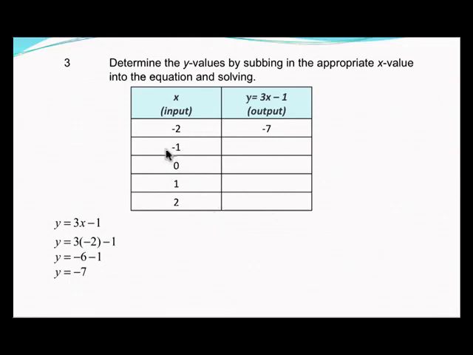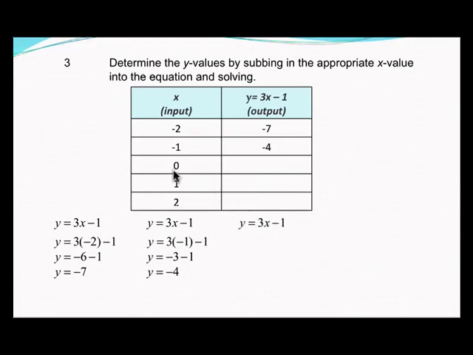So we can pick any value of x we want, and once again we're going to take -1 as our second value. So 3 times -1 is -3. We take away 1, and we have y equals -4. And remember that you have to use order of operations here. You have to multiply before you subtract. So we put -4 into our table of values.